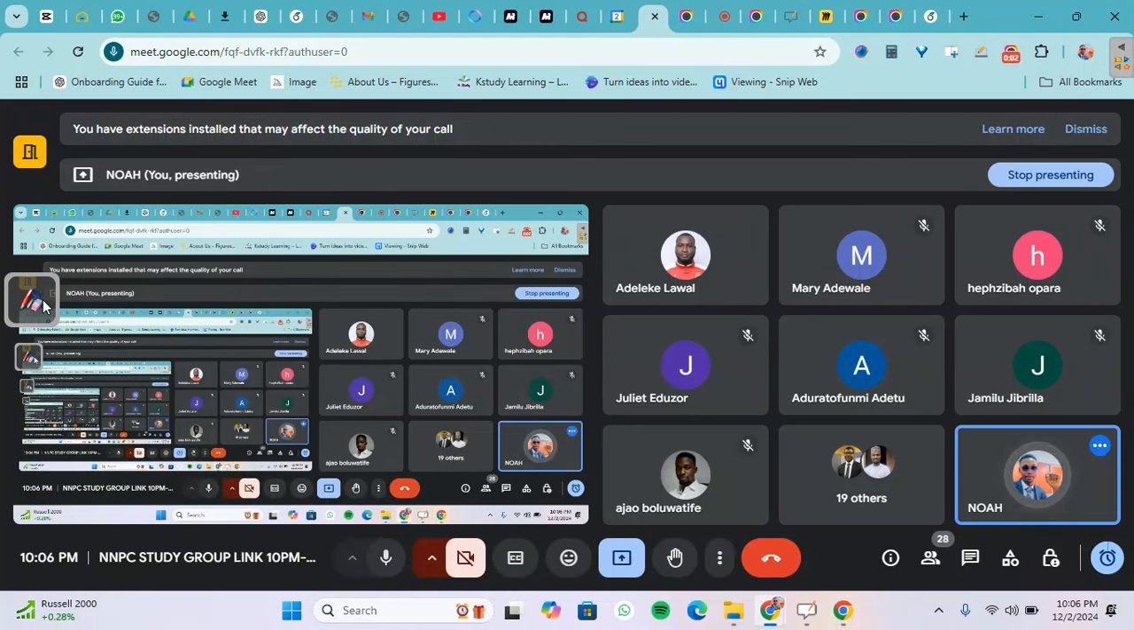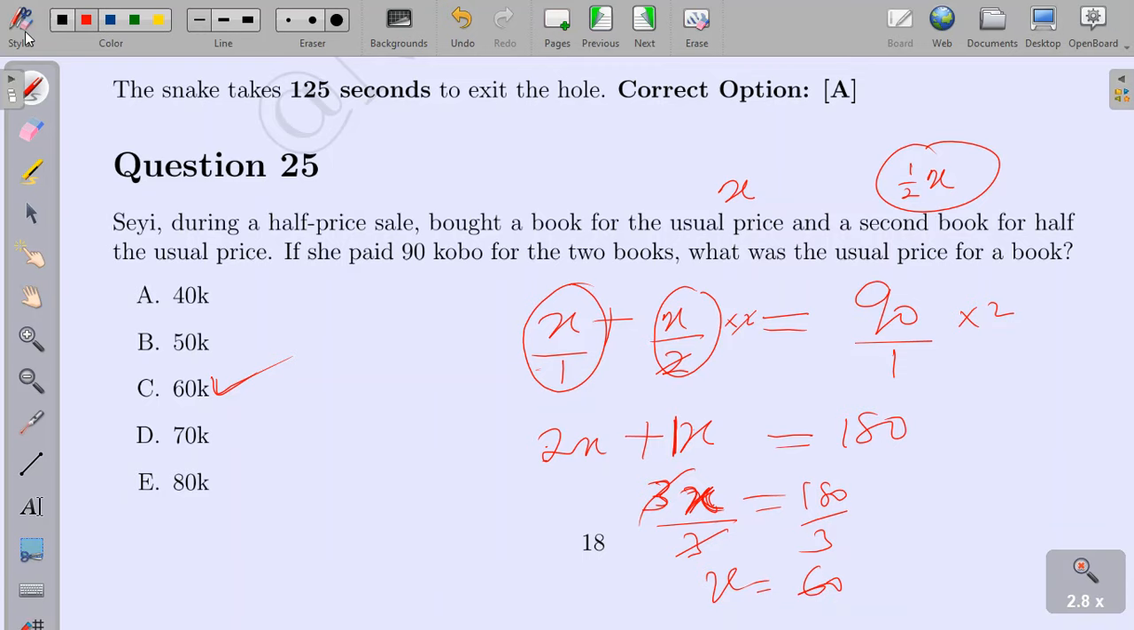So in continuation from where we stopped, I said 180 divided by 3. Okay, you actually asked a question. You said, why did we divide by 3? No, we want to solve for x.